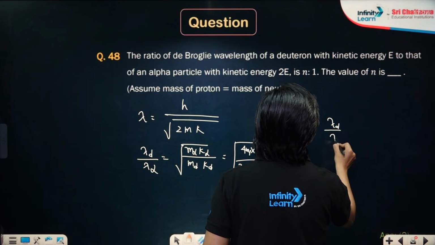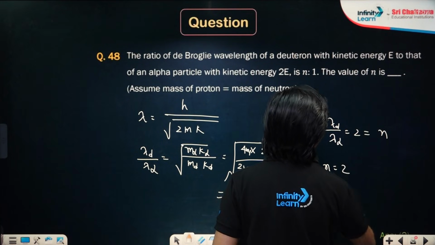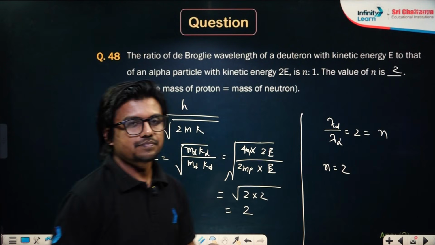Lambda d by lambda alpha is actually 2, which is according to the question n. So n is having a value 2. 2 is the right option.